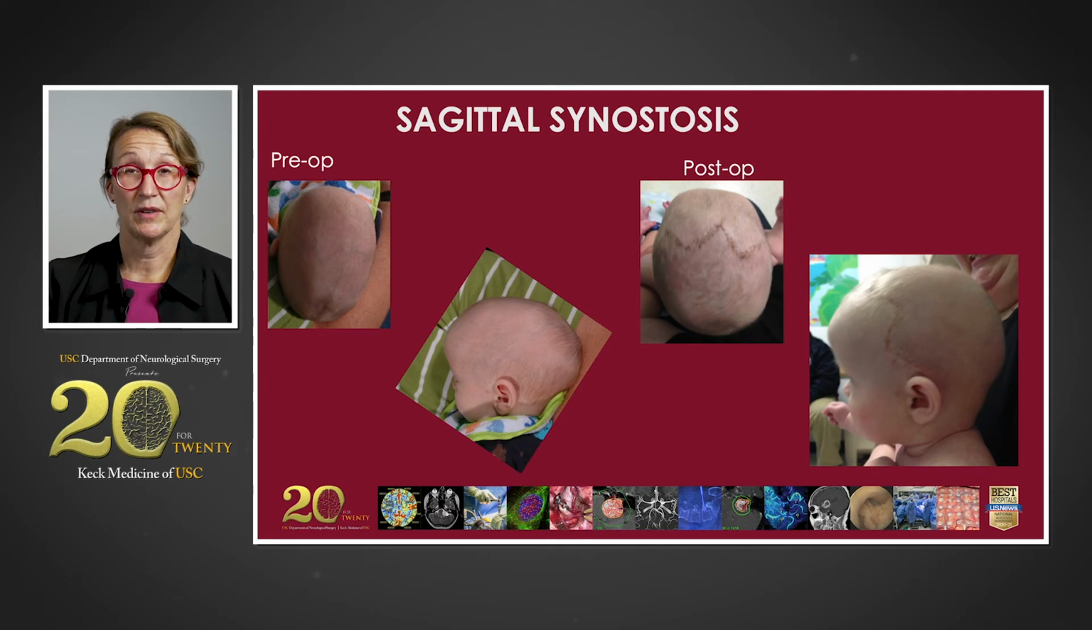Here's a typical picture of a pre- and post-operative head shape in sagittal synostosis. The pictures on the left are a top-down view and a side view of a child with sagittal synostosis, and you can see that the head is very narrow and very long. The pictures on the right are about 2 weeks postoperatively from a calvarial vault remodeling, and you can see that the head is shorter and wider and much more round than prior to surgery.